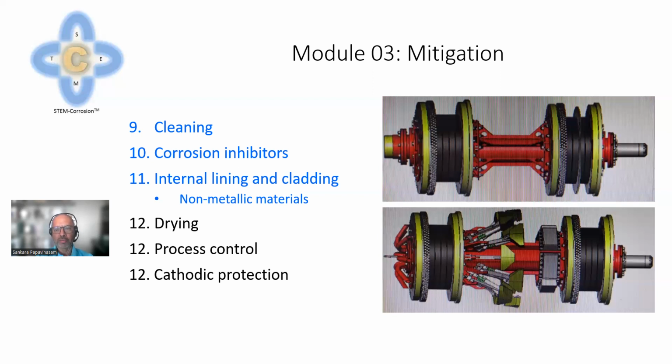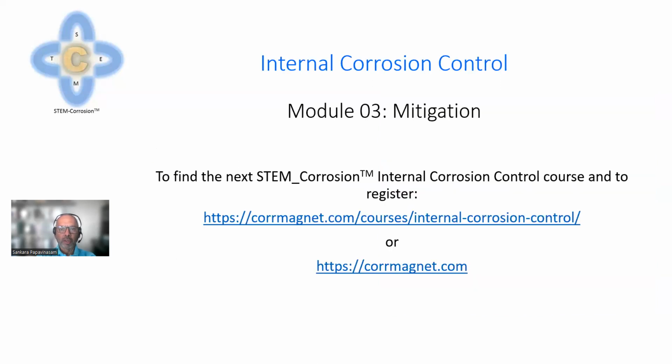To sum up, effective mitigation strategies to control internal corrosion are cleaning using pigs, addition of corrosion inhibitors, either as continuous mode or in a batch mode, use of internal liners, which are polymeric, metallic cladding, or use of non-metallic materials. Drying, process control, and cathodic protection can also be effective under certain conditions.